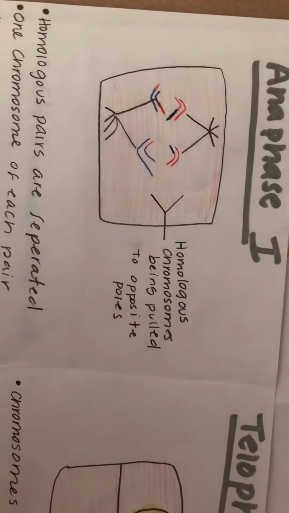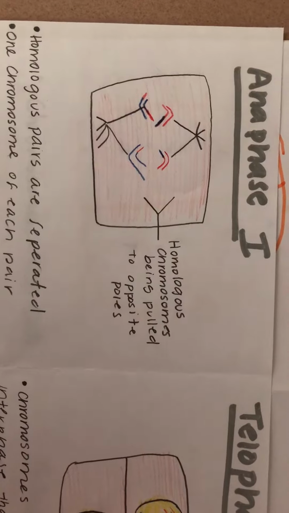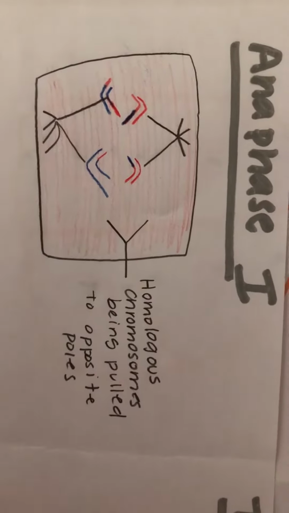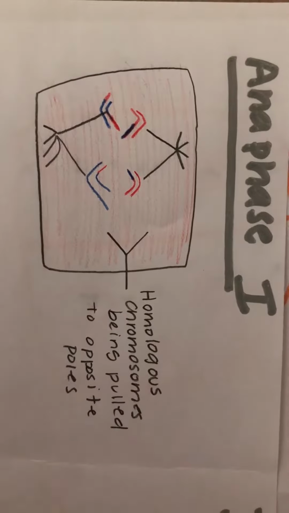The third part of meiosis is anaphase 1. So there you can see the homologous chromosomes being pulled to opposite poles. Homologous pairs are separated, and then one chromosome of each pair is moved to either pole.